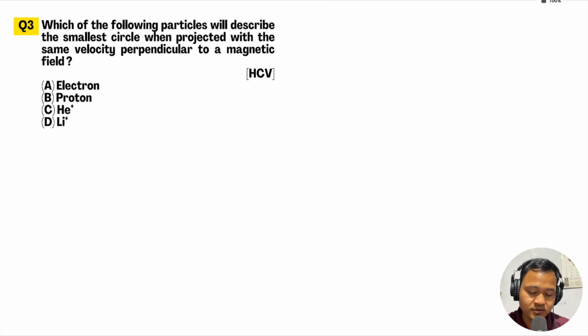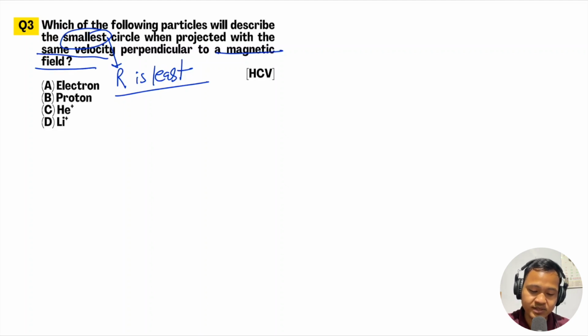Next, which of the following particles will describe the smallest circle? That is, the radius is the least, the minimum radius, when projected with the same velocity perpendicular to a magnetic field.